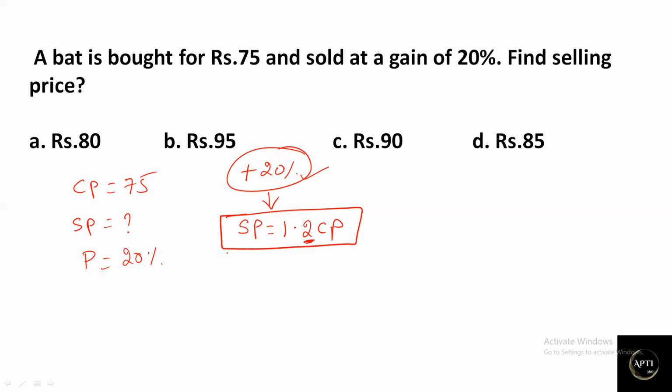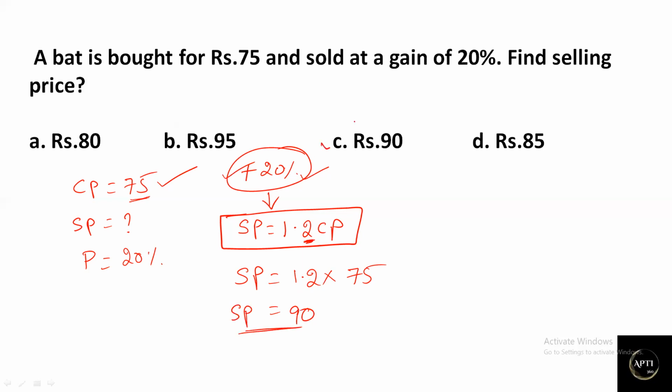Now here, what are the values we know? Cost price we already know as 75. Now gain we have 20%, so we framed that relation. Now we need to find the selling price. So selling price is equal to 1.2 times the cost price, which is 75. So what is 1.2 into 75? If 1 into 75 is 75, 0.2 into 75 is 15, correct? So 75 plus 15 is 90. So selling price is equal to 90 rupees.